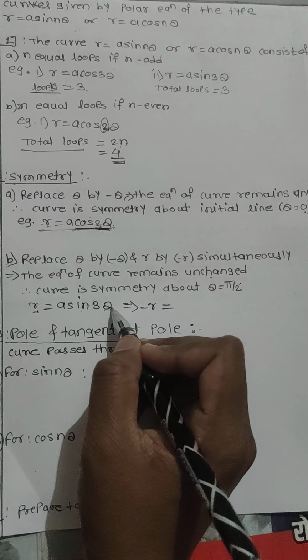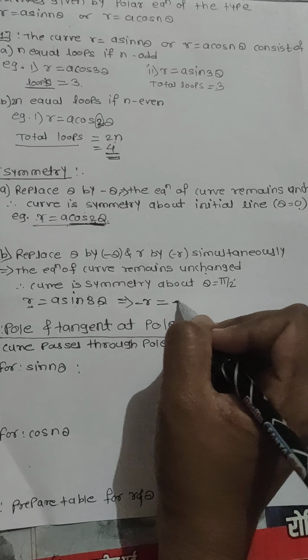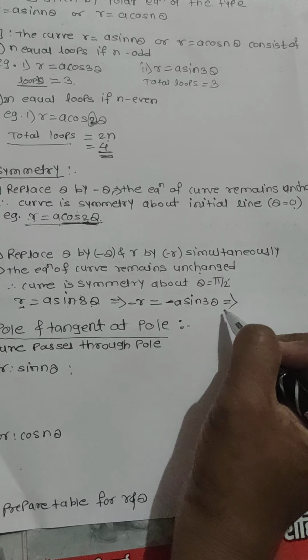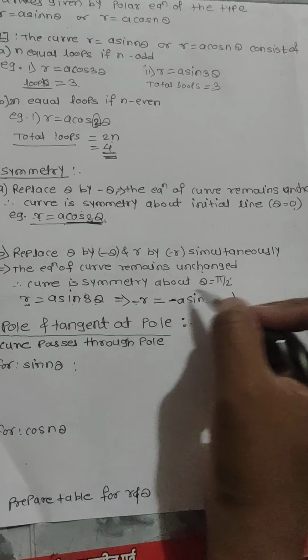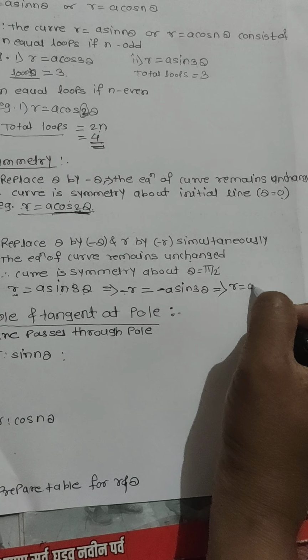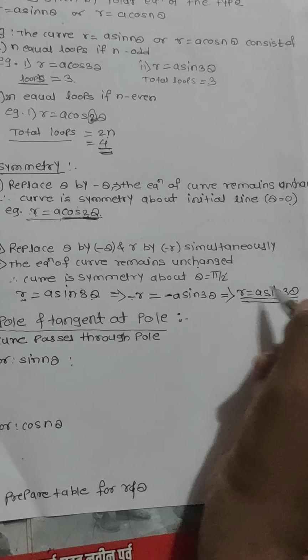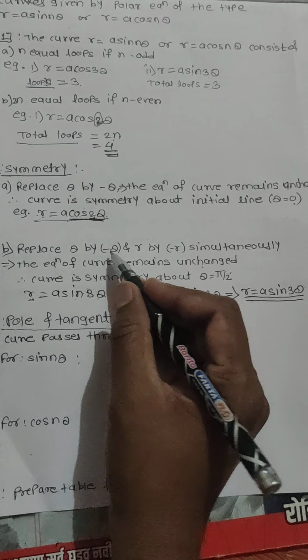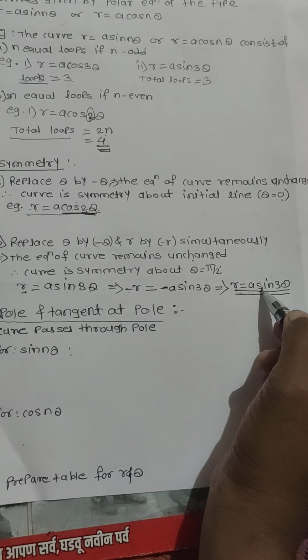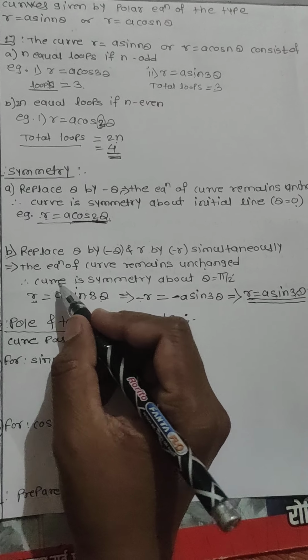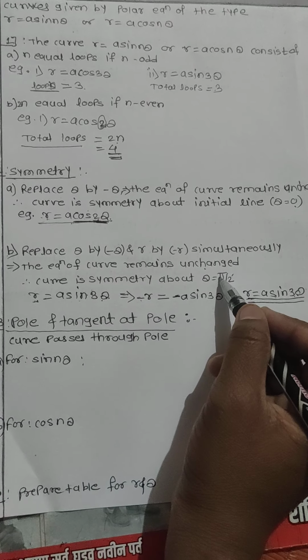Sine of minus theta is minus sin theta. So we have to write down here minus a sin 3 theta. After simplification, the minus minus gets plus, cancels, and we get r equal to a sin 3 theta. That means after the replacement of r by minus r and theta by minus theta, the equation of the curve remains unchanged. So we have to say that the curve is symmetric about theta equal to pi by 2.